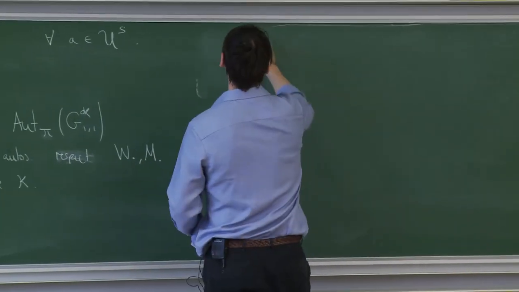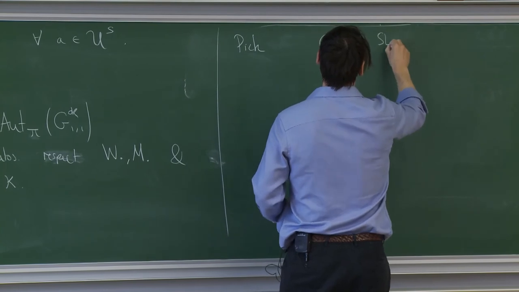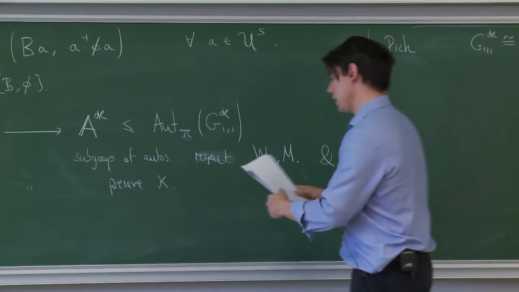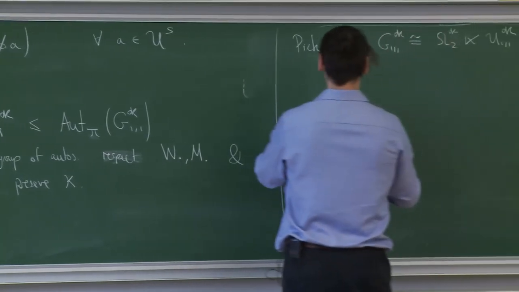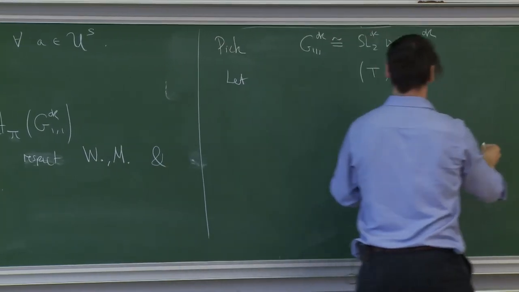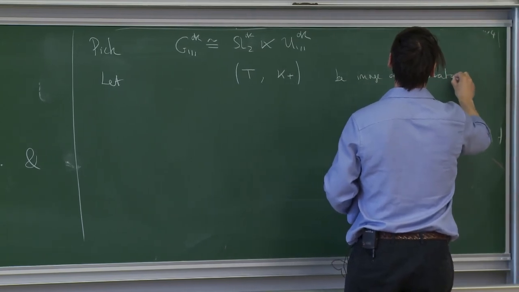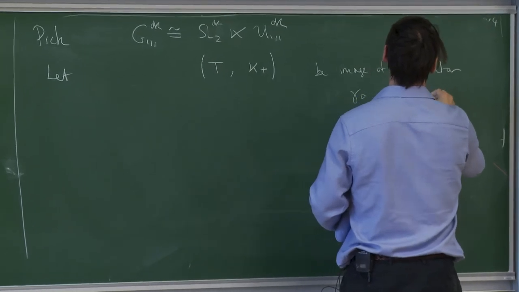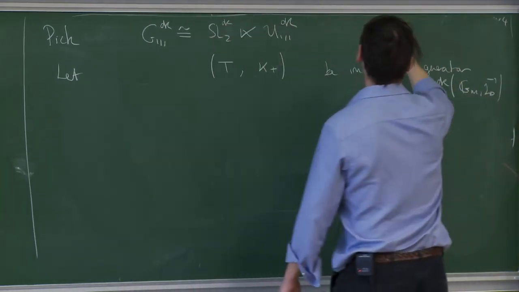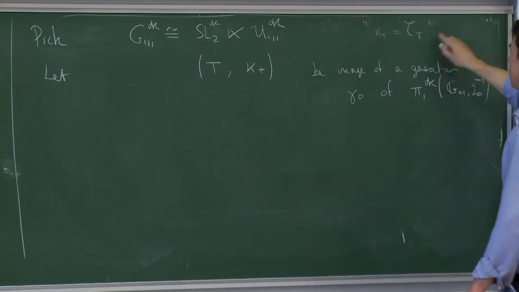So then we can make this concrete. If we pick a splitting G11 de Rham = SL2 de Rham ⋉ U11 de Rham, then we can write down this group in quite a concrete way using the theorem over there. So here we have T, and kappa plus is the image of a generator gamma of pi 1 de Rham. And this kappa plus really equals the co-cycle C_T, which we partly computed last time. It's just a slightly different notation.